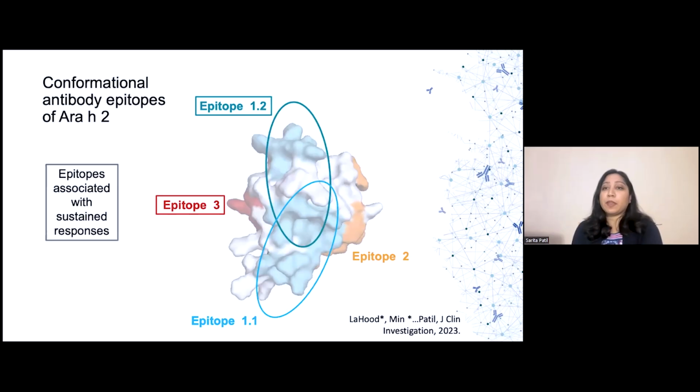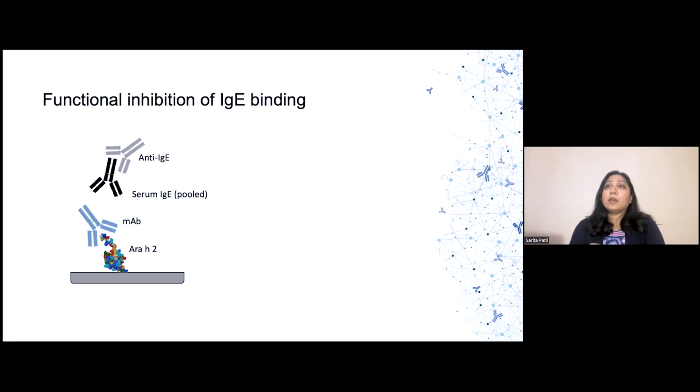Ultimately, through a number of other experiments, we were actually able to fractionate these epitopes into 4 main conformational epitopes of ARA-H2. Epitope 1.1 and 1.2 were overlapping epitopes that we identified in that bin 1 region. And then there was epitope 2 and 3. And we only found antibodies that could recognize epitope 1.2 and 3 in patients who had sustained responses, but not in patients who had only transient responses. And so we wondered whether it had to do with the way that they recognized the allergen. And so we looked at the ability of these monoclonal antibodies to functionally inhibit IgE binding.